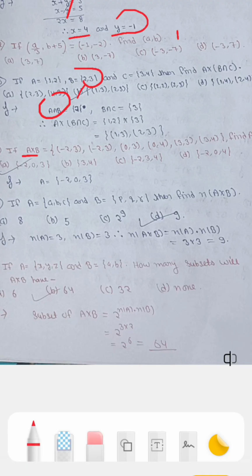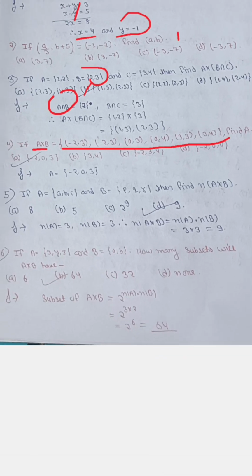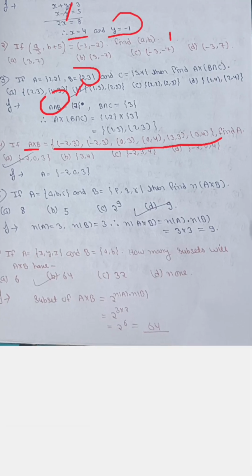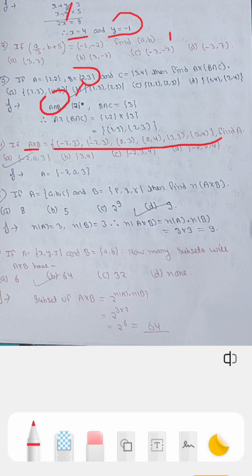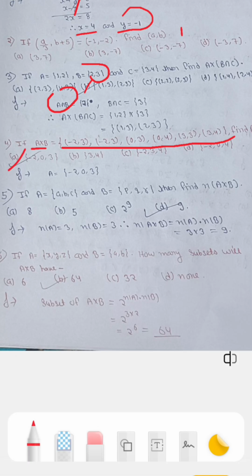Okay, again the fourth question: if A cross B is the Cartesian product of two sets equal to the given set of ordered pairs, find A. How to find A? In a Cartesian product, the first element of every ordered pair belongs to set A, and the second element of the ordered pair belongs to B. Now -2, 0, 3 are the first elements of the ordered pairs in A cross B. So option A is the correct answer.